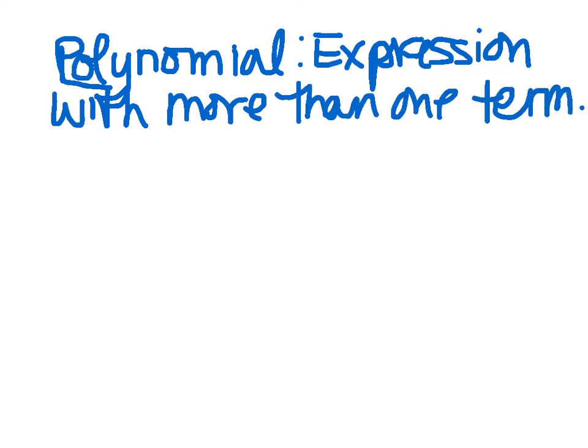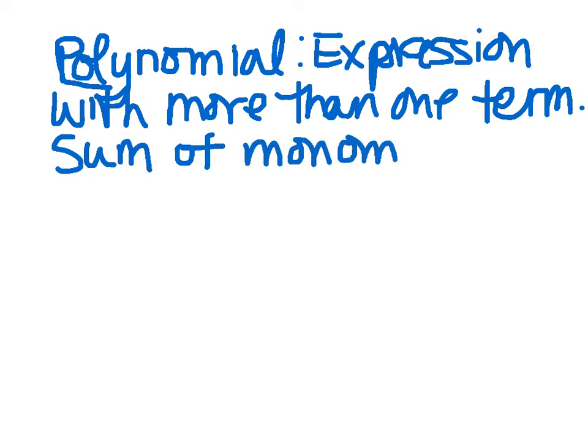And basically, the way you can think of it is the sum, which is the same thing as the difference, because subtraction is the same as adding the opposite. The sum of monomials. So think of it as many monomials. In other words, you can recognize that a polynomial is a polynomial if there are plus or minus signs in there. So here's one example of a polynomial.